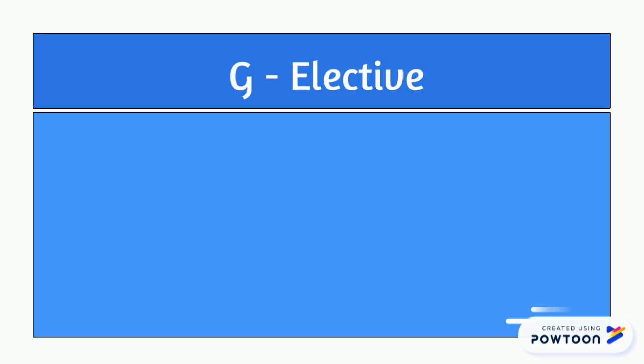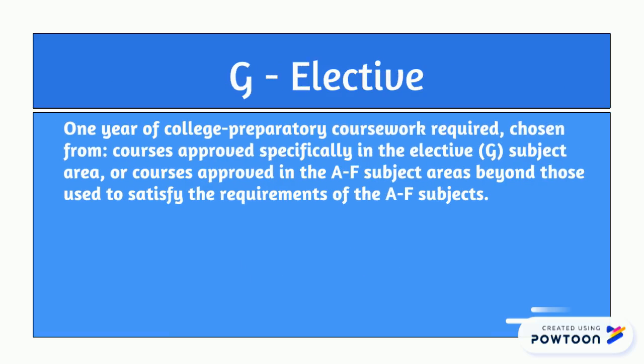is required. In Area G, Elective, 1 year of a college preparatory class is required in areas A through F to meet this requirement.